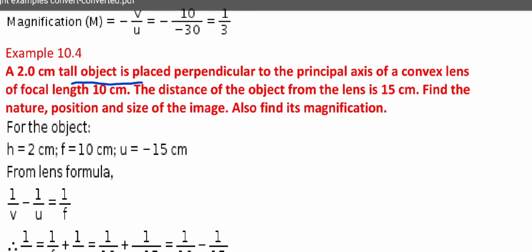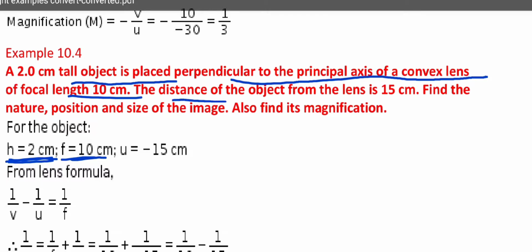A 2 centimeter tall object. So they have given the height. Object height is 2 centimeter, placed perpendicular to the principal axis of a convex lens of focal length. A convex lens will have positive focal length. So focal length is 10 centimeter. The distance of the object from the lens is 15 centimeter. So object distance is given as 15 centimeter.